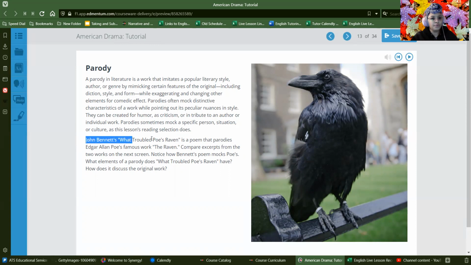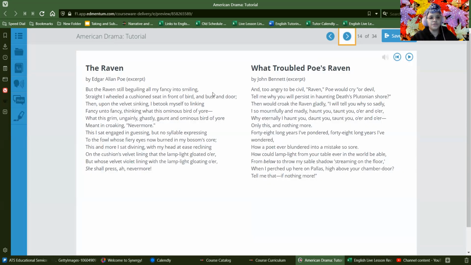John Bennett's What Troubled Poe's Raven is a poem that parodies Edgar Allan Poe's famous work, The Raven. For those of you who may have heard of The Raven before, I mean, you should have. Once upon a midnight dreary, while I pondered, weak and weary. It's a very famous poem with the raven that says nevermore a bunch of times. So this author, John Bennett, made a parody of it. And they give you two excerpts from each one so you can compare them.